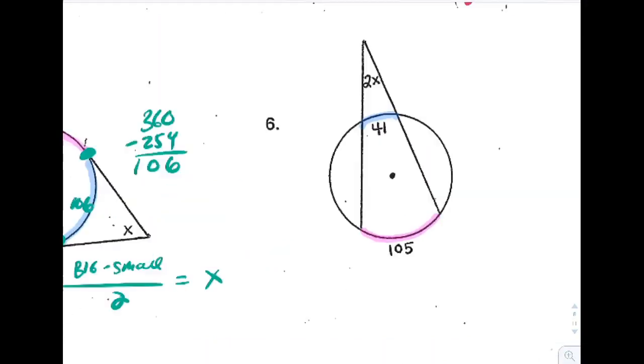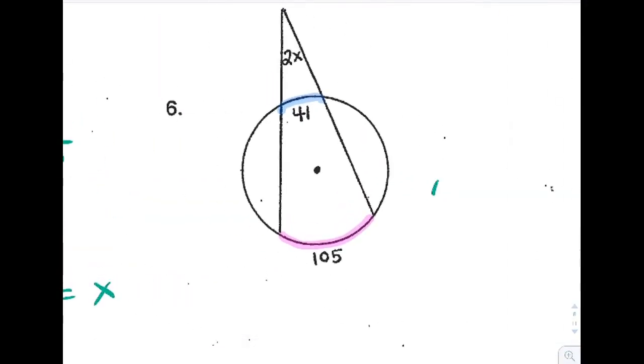Okay. Number 6, same idea. Big arc minus the small arc divided by 2 equals 2x. So a little bit of algebra to do at the end there because you have a 2. It's not just an x.